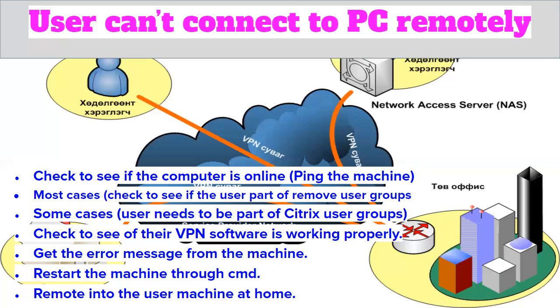We'll see if their VPN software is working properly or not. We'll also see what kind of error message they are receiving. So depending on the situation, as I mentioned earlier, we always have the TCP/IP five layers, which can give us the exact place where there is a problem. So we'll try to restart the machine through the CMD. Hopefully it will work.